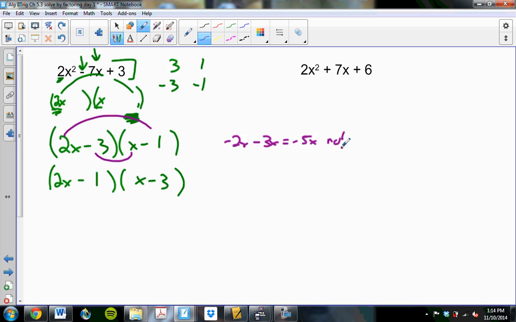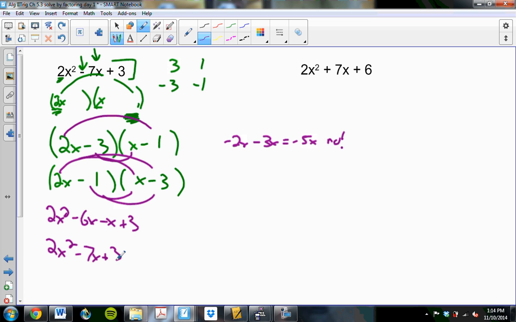If I check the other one, well, I'll do the whole thing here. 2x times x is 2x squared. 2x times negative 3 is negative 6x. Negative 1 times x is negative x. Negative 1 times negative 3 is 3. I put all that together, I get 2x squared minus 7x plus 3, and that is how it factored.